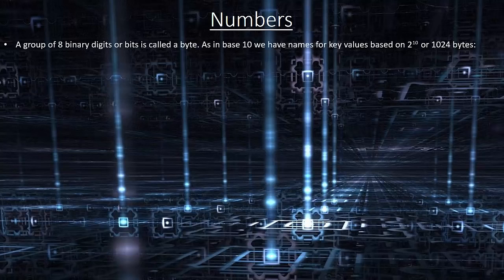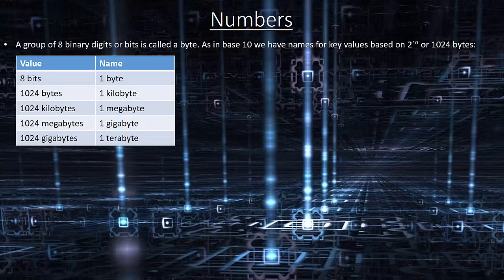A group of 8 binary digits or bits is called a byte. As in base 10, we have names for key values based on 2 to the power of 10, or 1024 bytes. 8 bits equals 1 byte, 1024 bytes equals 1 kilobyte, 1024 kilobytes equals 1 megabyte, 1024 megabytes equals 1 gigabyte, and 1024 gigabytes equals 1 terabyte. Half a byte, which is 4 bits, is generally called a nibble.